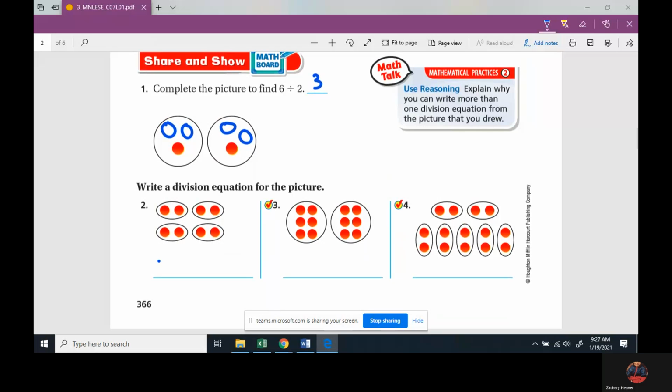Now, you can do this two ways. Make a problem right underneath it. And make a division sign. 8 divided by, 8 divided by. So now, Cortland, number 2. How many equal groups do you see?